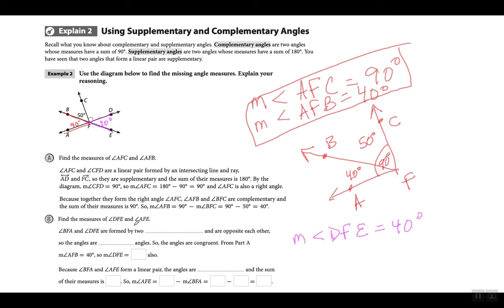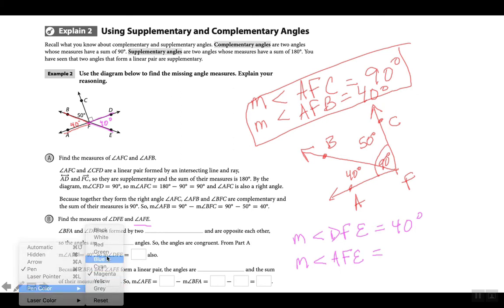And then the last one I have to find is angle AFE. The measure of angle AFE. AFE. Okay, look. Let me change colors here so I can write on top of that.